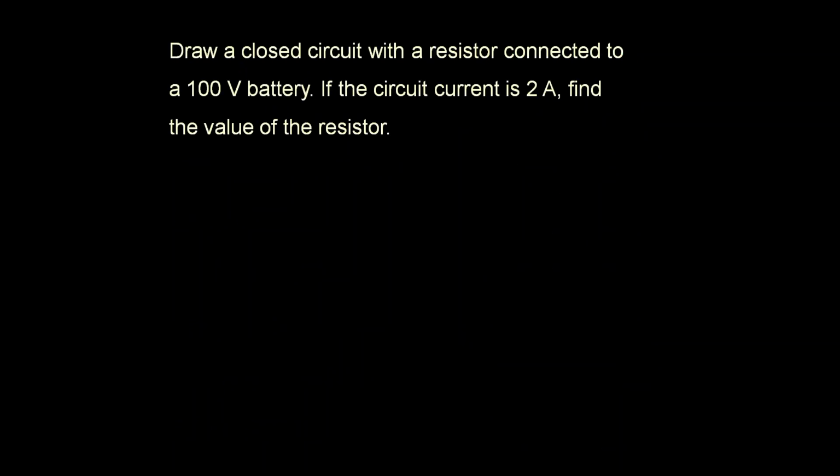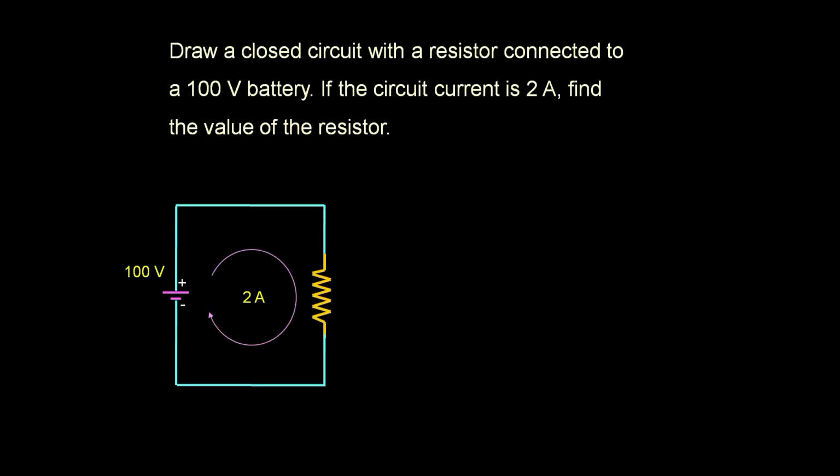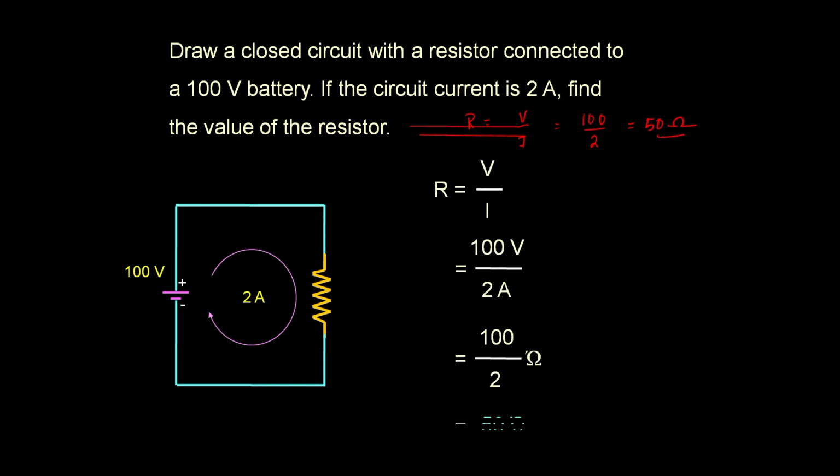Now we'll see a sum based on this. So here voltage is given and current is given, and they are asking you to find the resistance. So V is equal to IR, R is equal to V by I. So it is 100 by 2, which is 50 ohms.